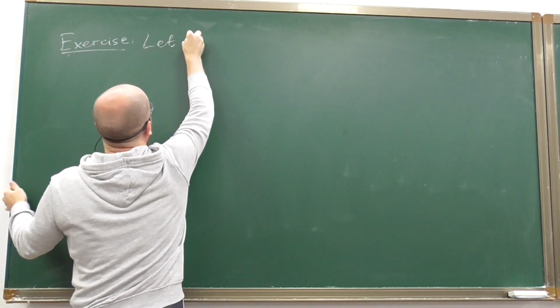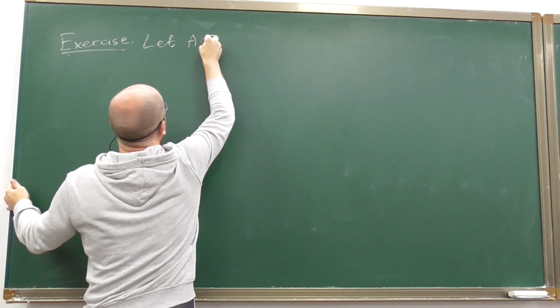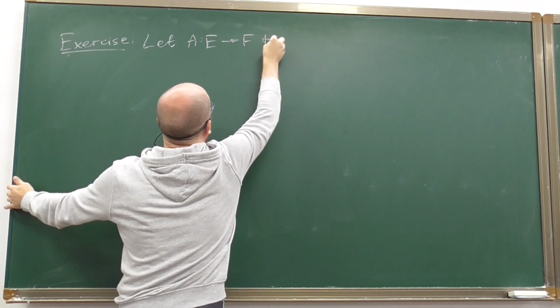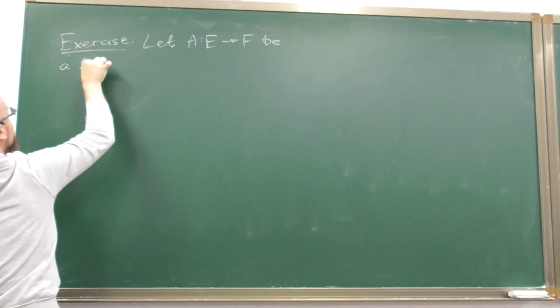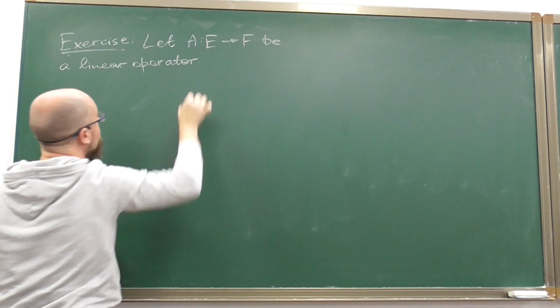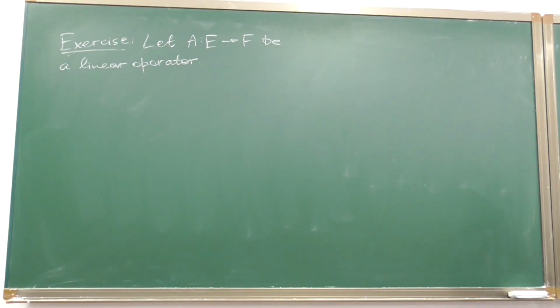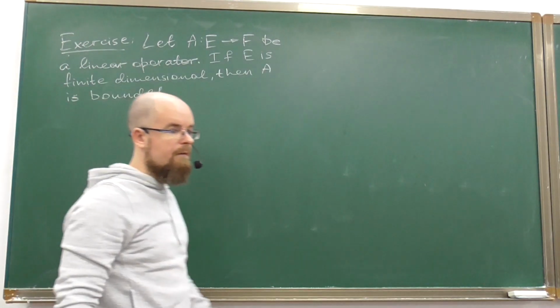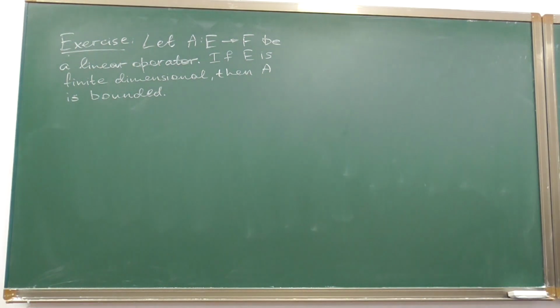Let A from E to F be a linear operator. If E is finite dimensional, then this operator is bounded. That is, any linear operator defined on a finite dimensional normed linear space is bounded, or equivalently continuous. So let us restrict our attention to bounded operators only.